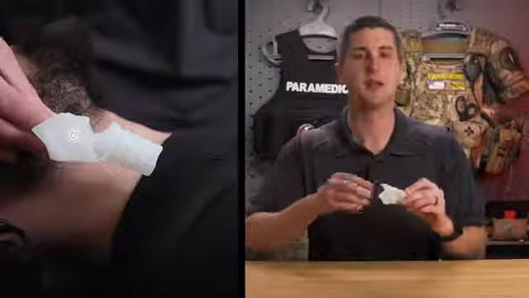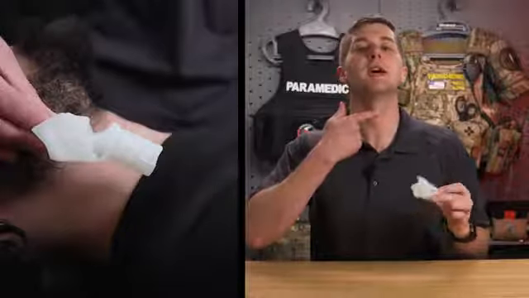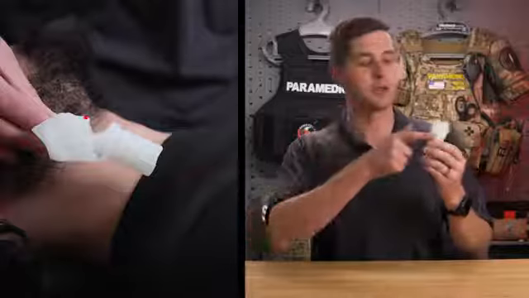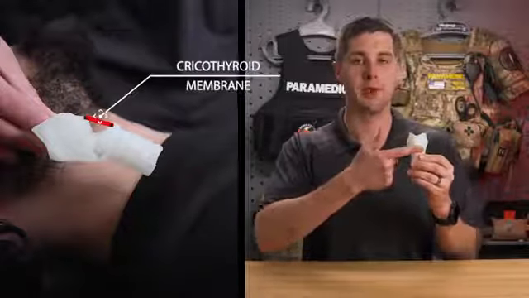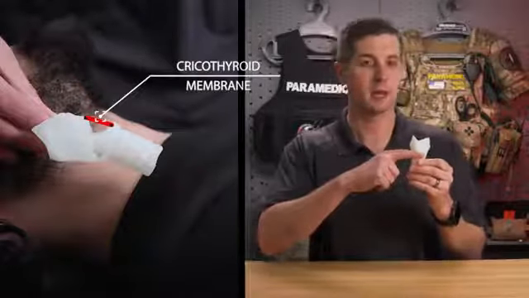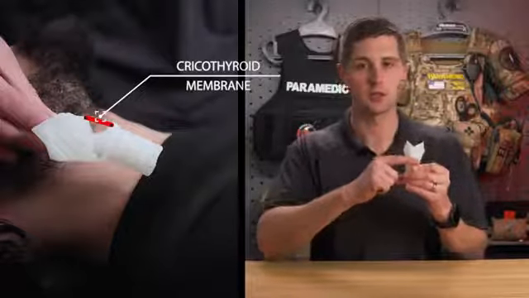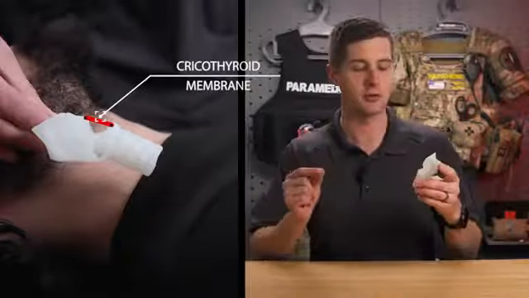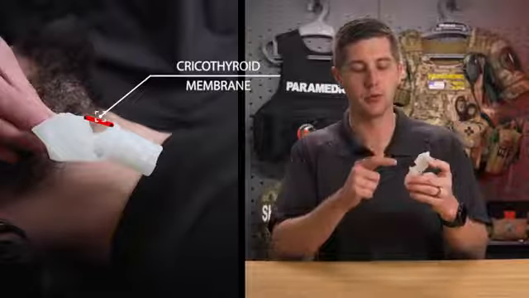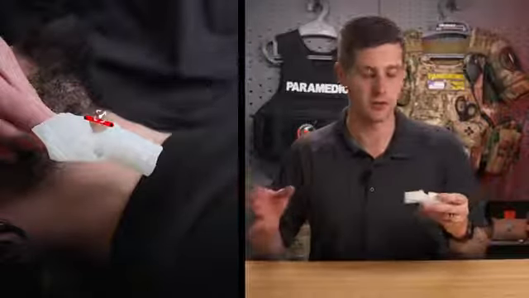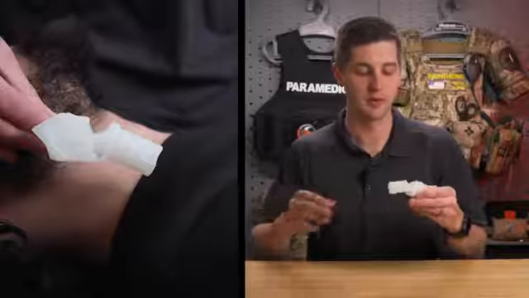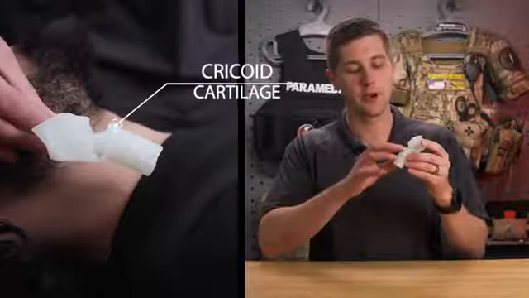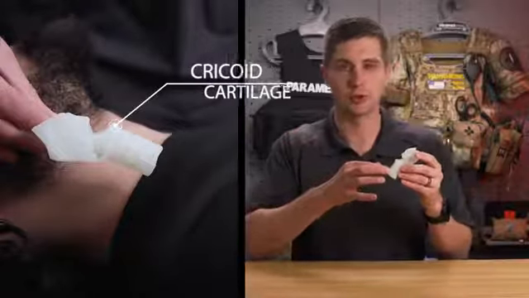landmarks in place. If you come right over your Adam's apple, you're going to roll down into what's called the cricothyroid membrane. So right here, this is exactly where we are going to cut to insert the tube, and it's a space with a membrane instead of hard cartilage like you have above and below, and it does allow you to actually insert that tube with minimal effort. Below that, you have the cricoid cartilage, and then you have your tracheal rings.